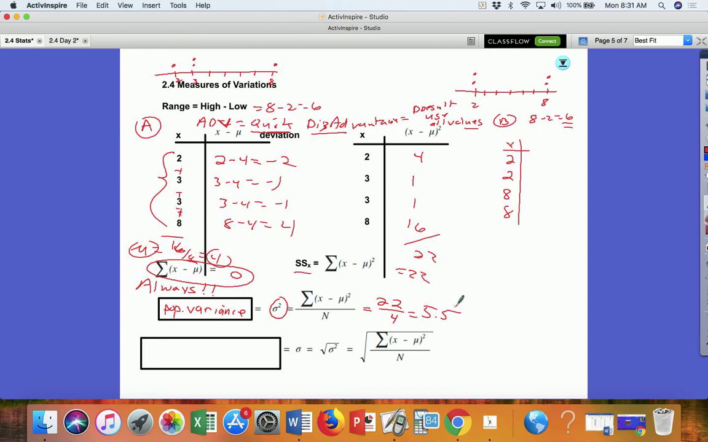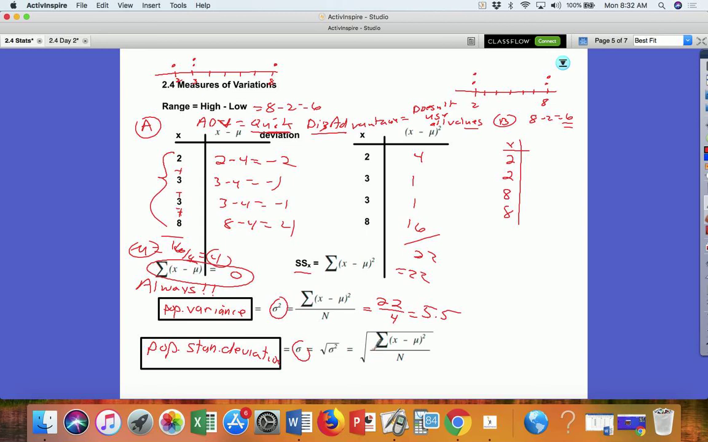Now, look at this guy here. How is this guy related to this one? Well, this is the square root of this. Okay? So if you want to calculate something called the population standard deviation, all you're really going to do is take the square root of the previous value. So look at the formula here. The only difference between this guy and this guy is this has a square root.